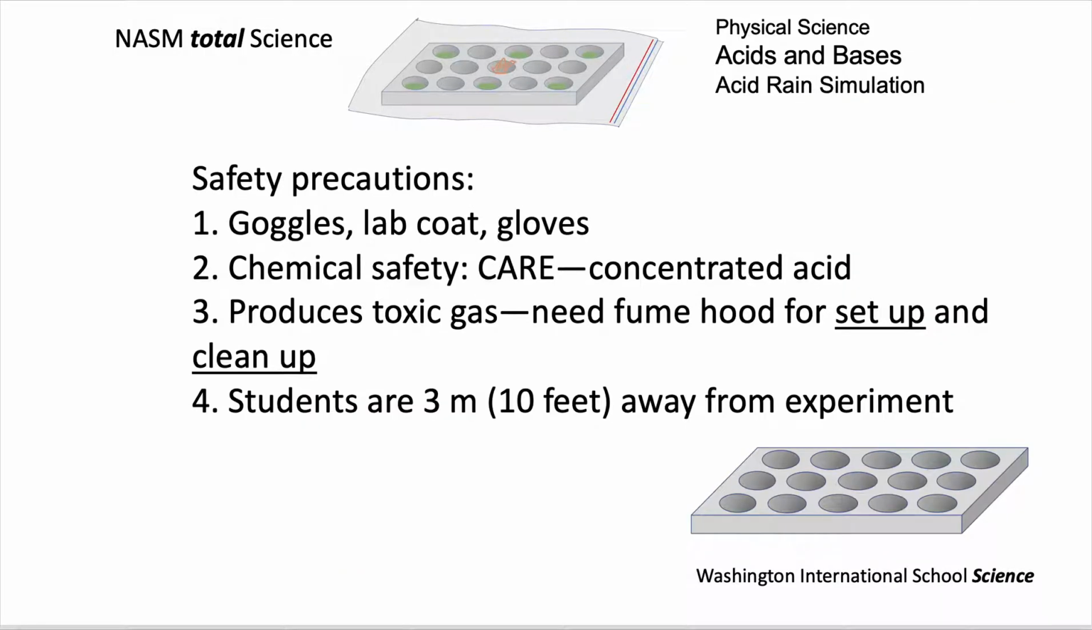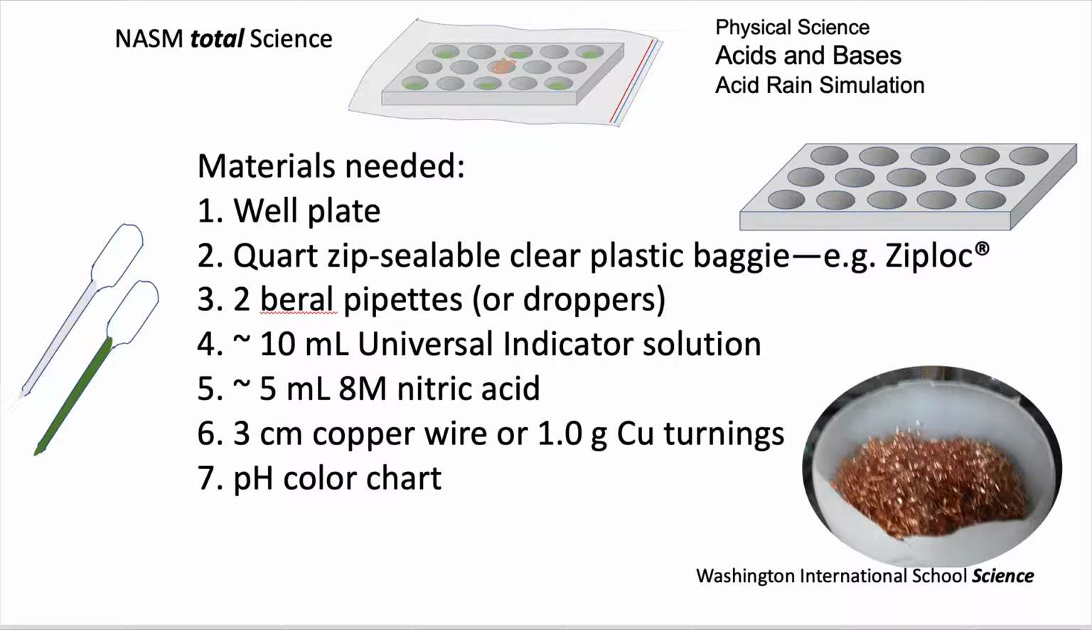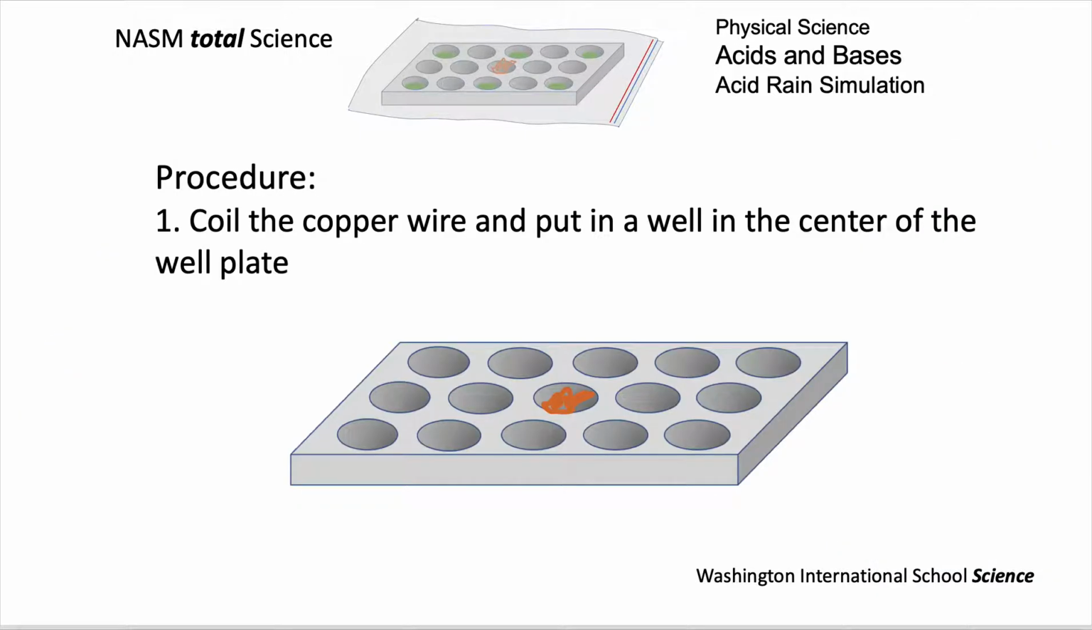And remember, we're going to use normal lab safety precautions, goggles, lab coats. We've got concentrated acid, so need to be particularly careful with that. The acid rain simulation produces a toxic gas, so we'll need a fume hood for both setup and cleanup, and students 3 meters away. And you can pause on this slide to make sure you've got all the materials that you need for the reaction to take place.